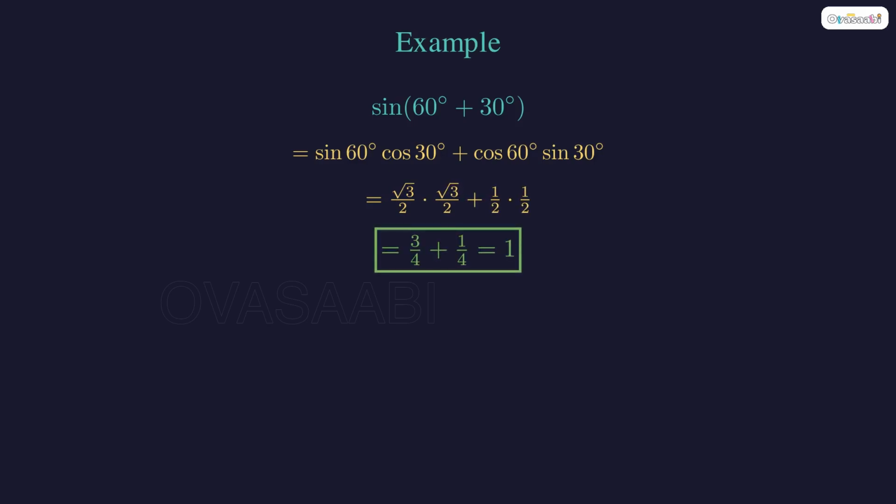Let's verify. Sine 90 equals 1. Using our formula with 60 and 30, we get the same answer: 1.